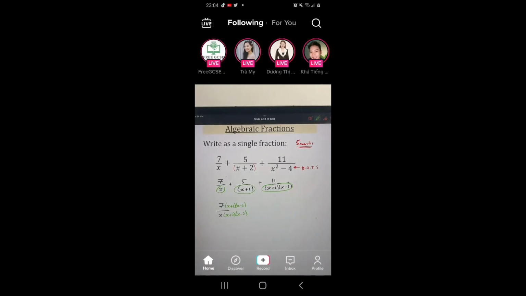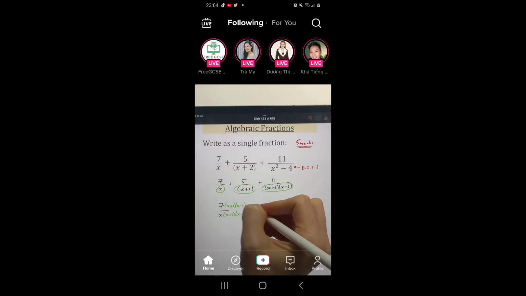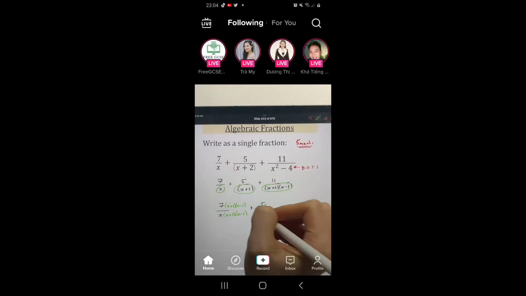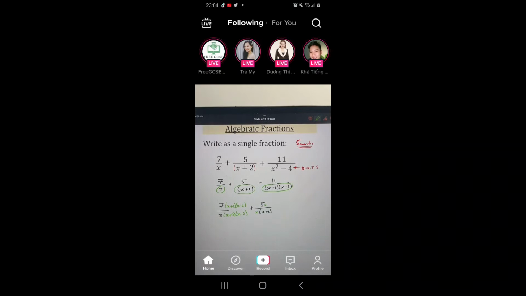And hopefully it makes more sense when you've done all 3. My second fraction, I had originally had 5 on the top, and on the bottom I have x plus 2 in brackets. I need to have x times x plus 2, x minus 2. So what's it missing? I need to times top and bottom by x, and I also have to times top and bottom by x minus 2.